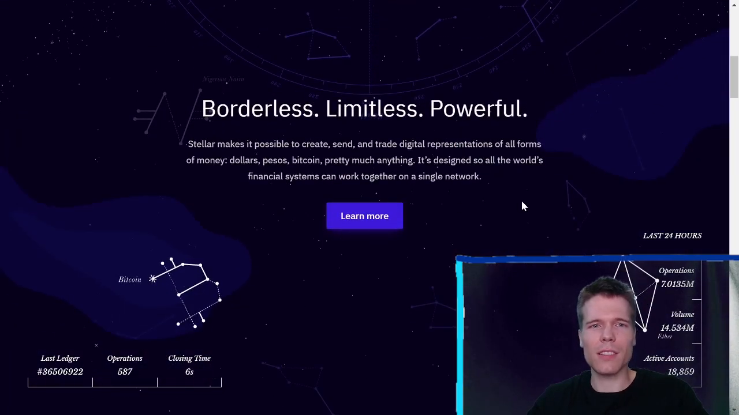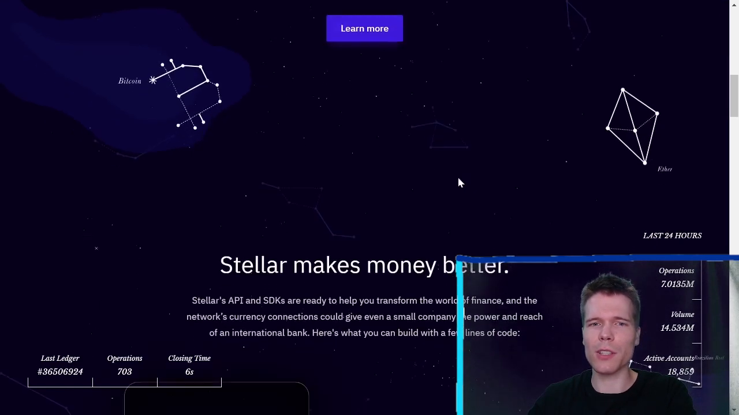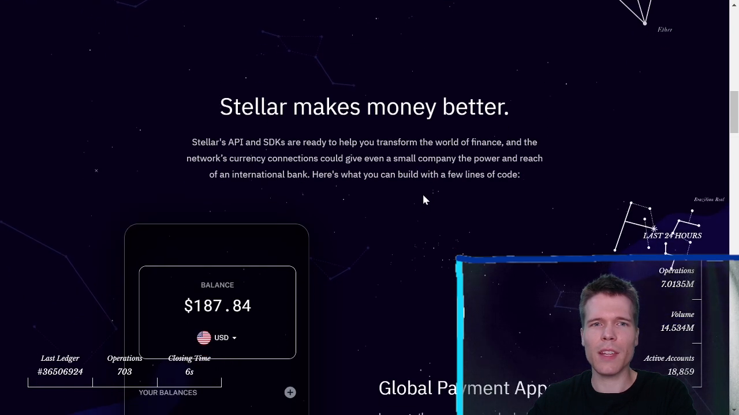can read. Stellar makes it possible to create, send, and trade digital representations of all forms of money. Dollars, pesos, Bitcoin, pretty much anything. It's designed so all the world's financial systems can work together on a single network. Stellar's API and SDKs are ready to help you transform the world of finance. So if you don't know what these are, they're things that people who want to build on Stellar can use to help them build more easily.